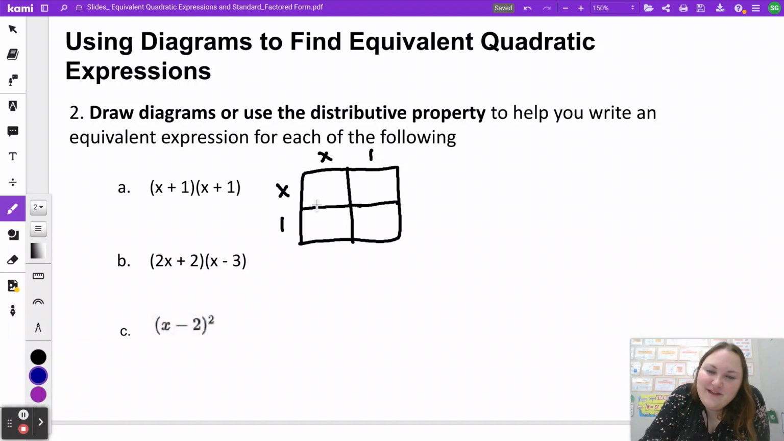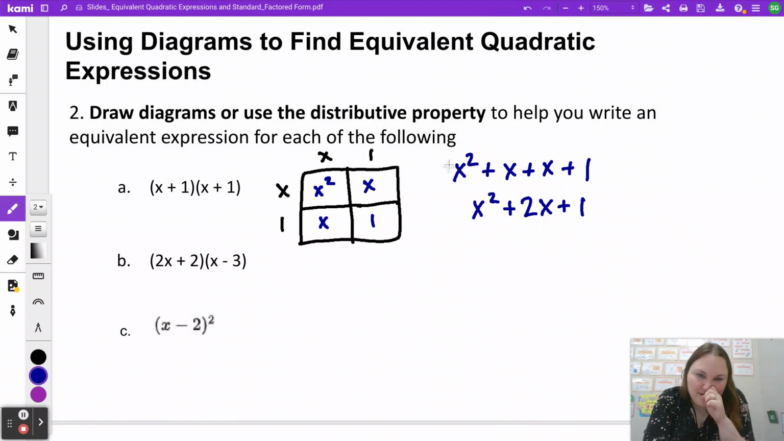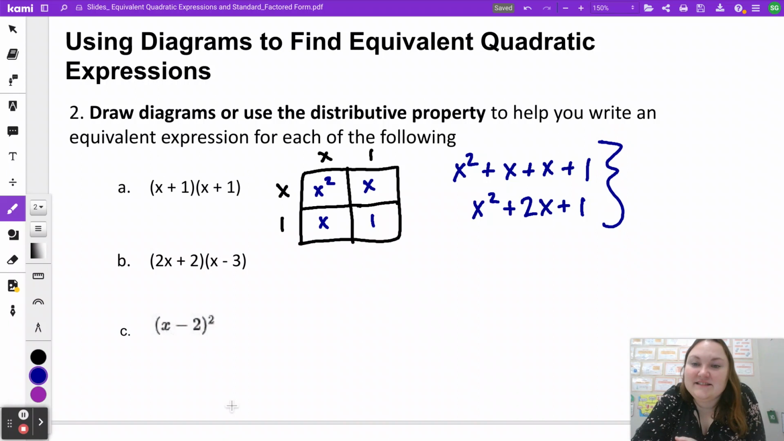When you go to do all that multiplication, x times x is x squared. X times 1 is 1x or just x. X times 1, same thing, x. Then 1 times 1 is 1. And so we are left with x squared plus x plus x plus 1. And that would simplify to x squared plus 2x plus 1. You should be getting the same information even if you did distributive property.